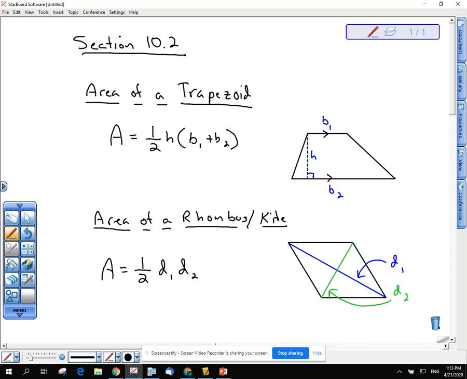A rhombus is defined as a quadrilateral having 4 congruent sides. If that were the case, you'd have some kind of markings on the picture that would look like this: 4 tick marks that are all the same, showing that all those sides are the same measure. If it were a kite, then you might have 2 tick marks like this, and then 2 more tick marks like this to indicate that they are different lengths, but that adjacent sides are the same length. But in either case, it's the same formula, whether it's a rhombus or a kite.